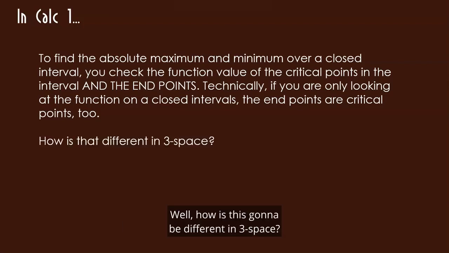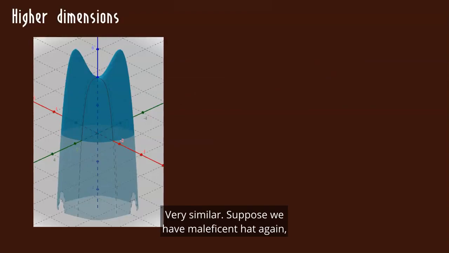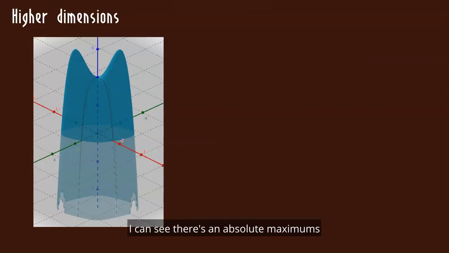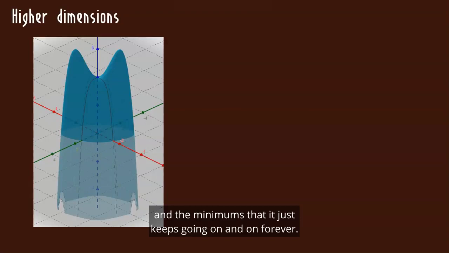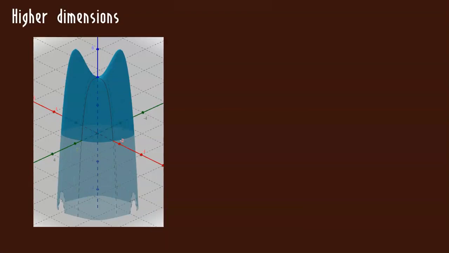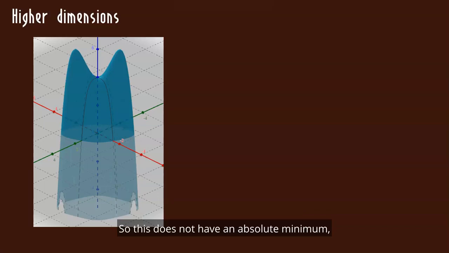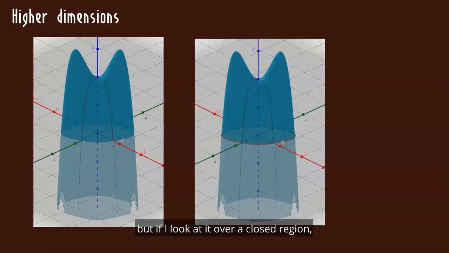Well, how is this going to be different in 3 space? Very similar. Suppose we have Maleficent's hat again. I can see there's no absolute maximum and minimum, it just keeps going on and on forever. So this does not have an absolute minimum. But if I look at it over a closed region, I can see there is a minimum.